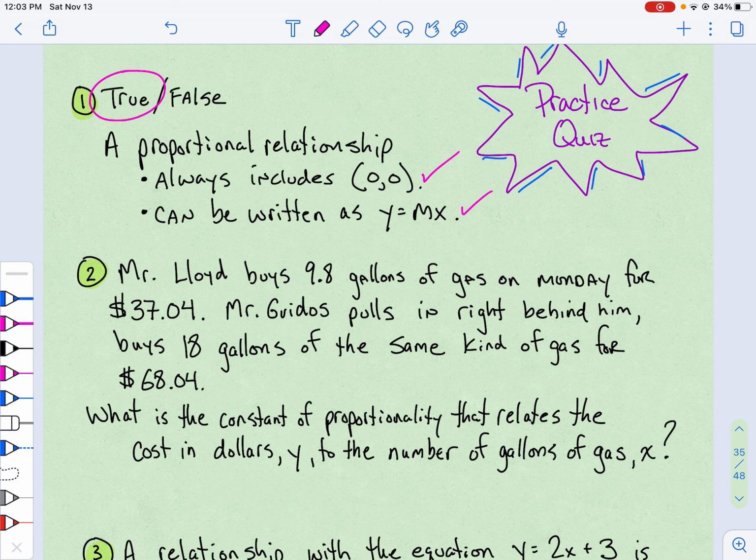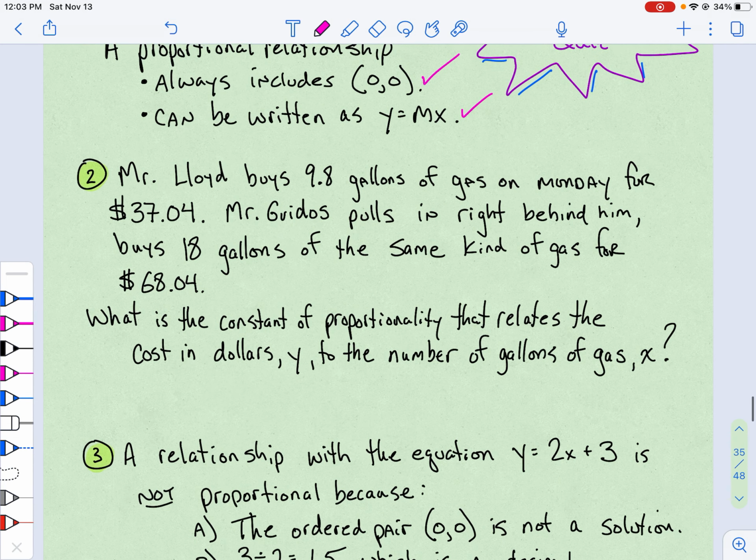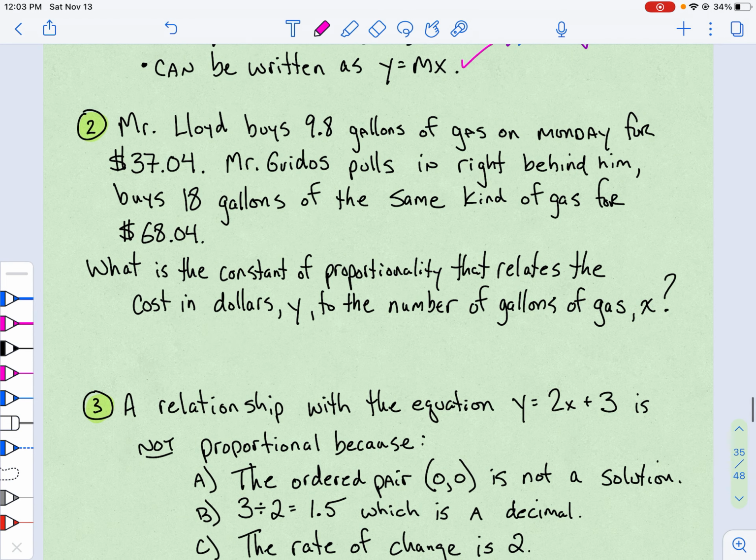Number 2, Mr. Lloyd buys 9.8 gallons of gas on a Monday for $37.04. Mr. Gaitis pulls in right behind him and buys a different amount for a different cost. What is the constant of proportionality? Okay, so that's just a division problem. We're going to figure out the cost in dollars compared to the number of gallons of gas. That's what you divide first by the second. That's the order in which you type it in.